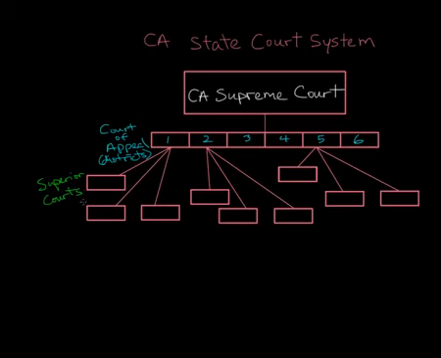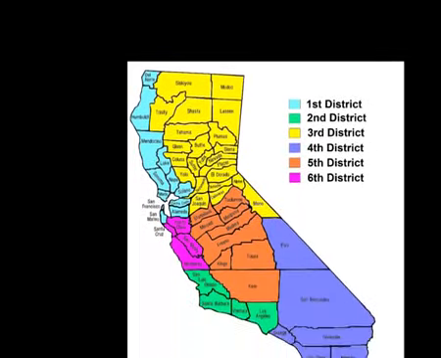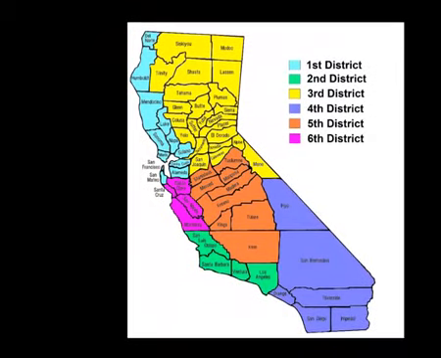The superior courts. There's a separate superior court for each county. Each county has its own superior court. So if we look at a map of the state, we can see that the state is divided into 6 districts, and they're color-coded on this map. There's a different color for each of the districts.